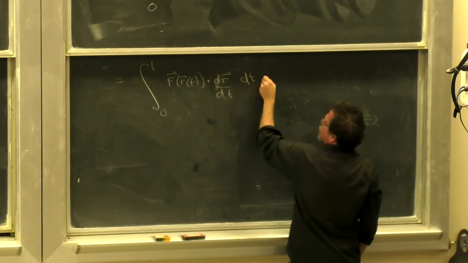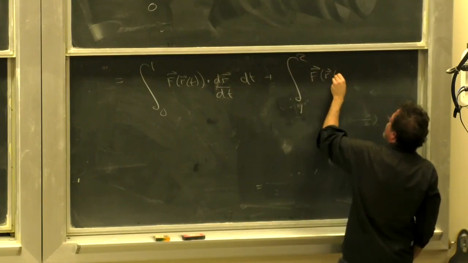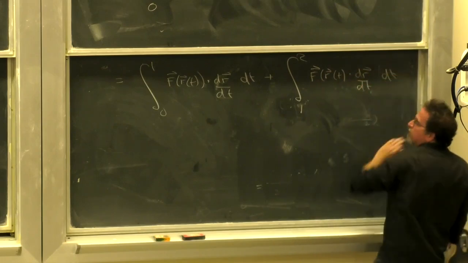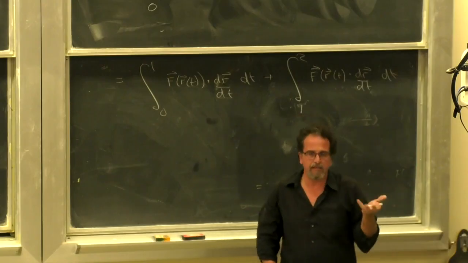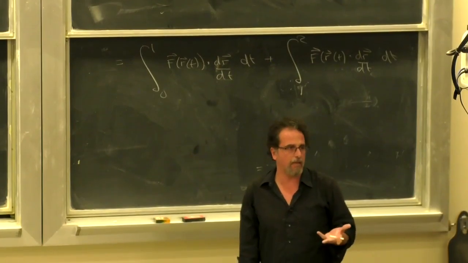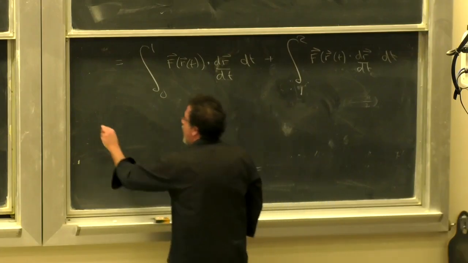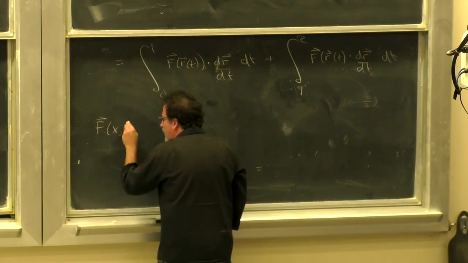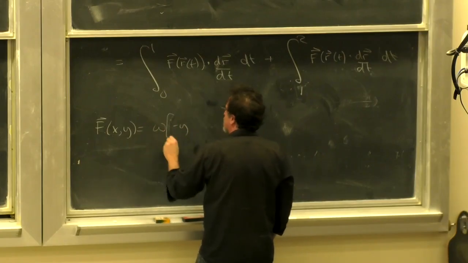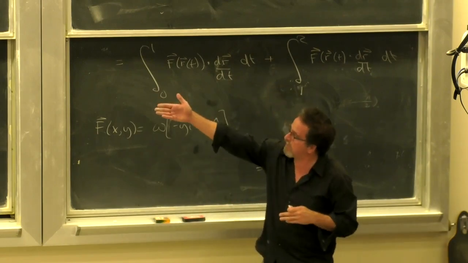Okay, and then I integrate that with respect to t, plus the integral from 1 to 2 of F of r of t dot dr dt dt. Now, this is the only thing that is at all conceptually novel about this. But the next step, you have to evaluate F along the curve. So remember, I have F of x, y is equal to omega times negative y i hat plus x j hat. That was the one that I gave you at the beginning.